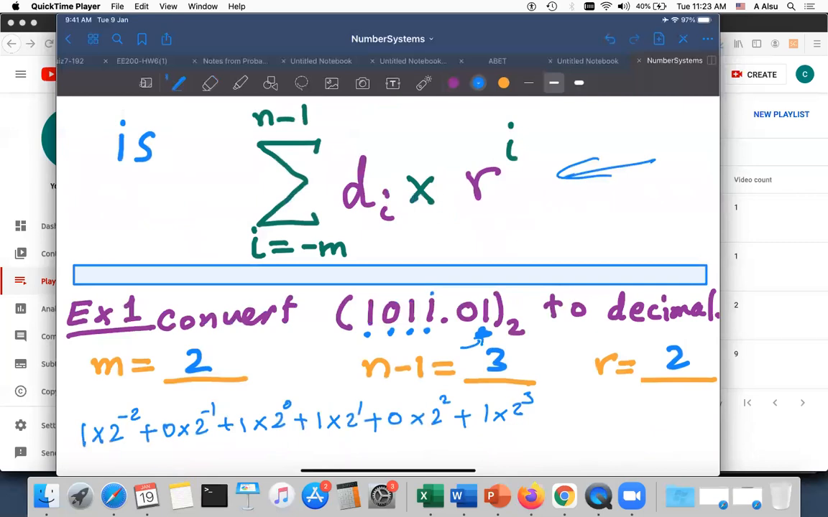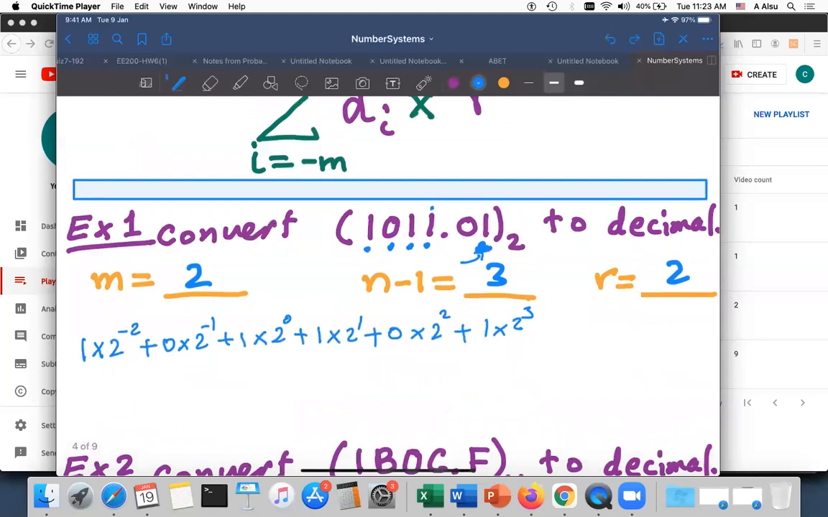We start from minus m all the way to n minus 1. So we start from minus 2 here all the way to 3. From minus 2 all the way to 3. Do you see that? Yes. Okay, and then you just collect the terms and find the answer. That's it. And you'll find that it is 11.25 in decimal.